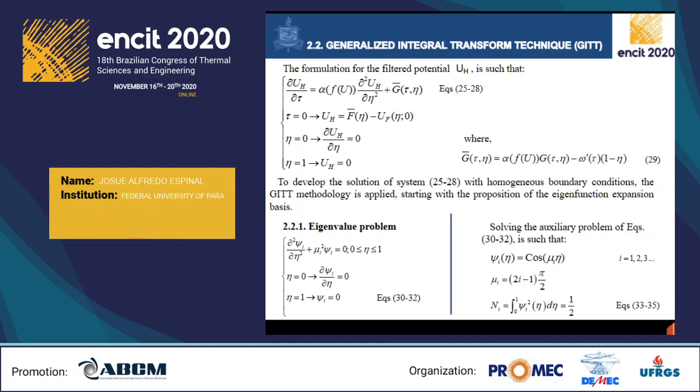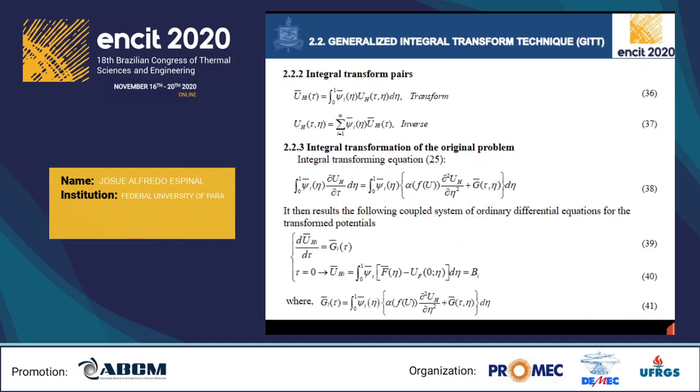To develop the solution of system 25 to 28 with homogeneous boundary conditions, the GITT methodology is applied, starting with the proposition of an eigenfunction expansion basis. The eigenvalue problem is shown in equations 30 to 32. Solving the auxiliary problem of equations 30 to 32, the solution is given by equations 33 to 35. Integral transform pairs are shown in equations 36 and 37.